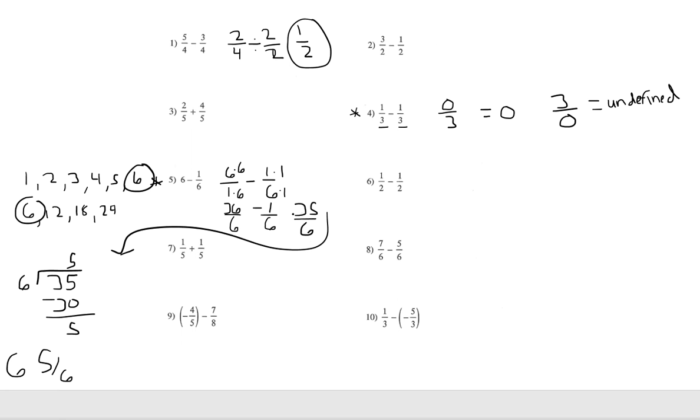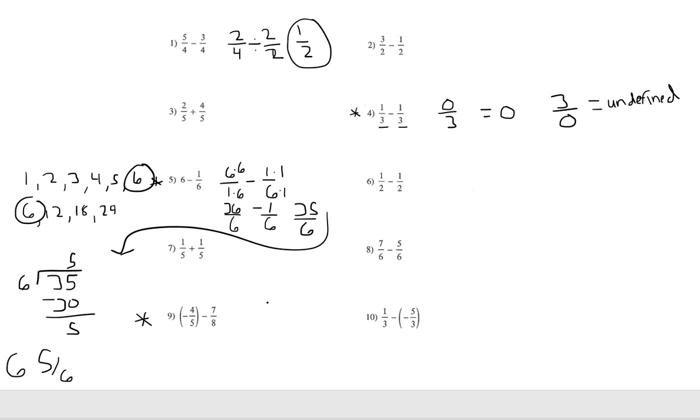Now, all of the ones that I've shown you so far have been positive fractions. The ones that we are going to move to next are going to involve negative fractions. Okay, so let's start with number 9. We have a negative 4/5, subtract 7/8. And remember, when we are doing subtraction, in this class, we are always going to change our subtraction to addition.